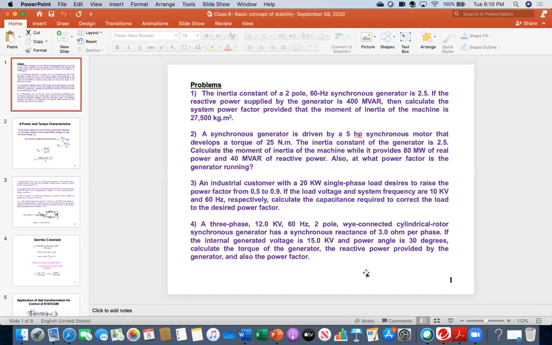Dr. Ali, is the torque value 1745 Newton meter? No, it should be 0.0798 meganewton meter, or in kilonewton meter, 79.8. Okay, I got it. I will retry.